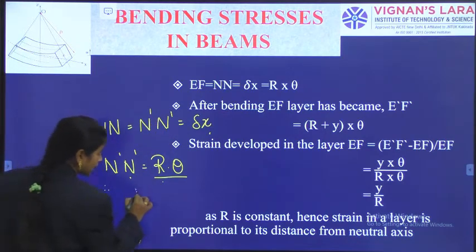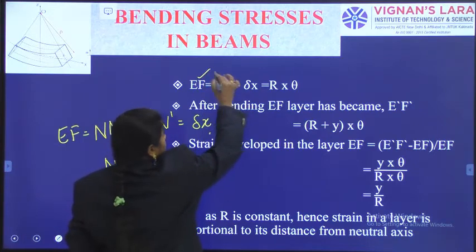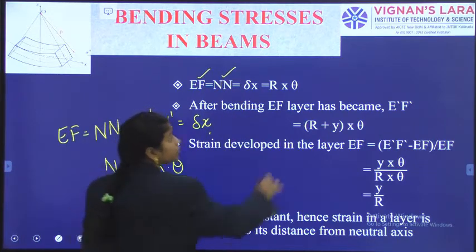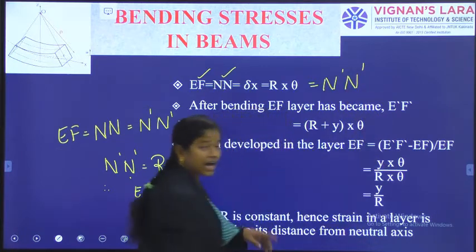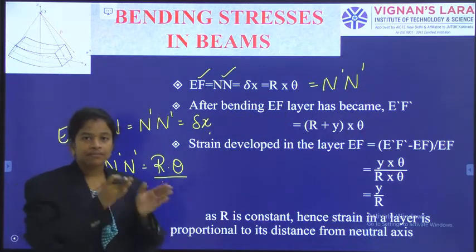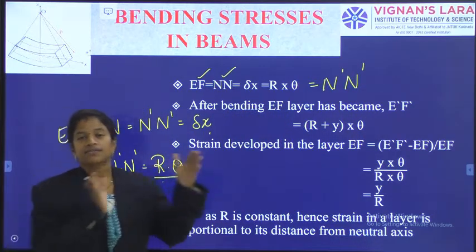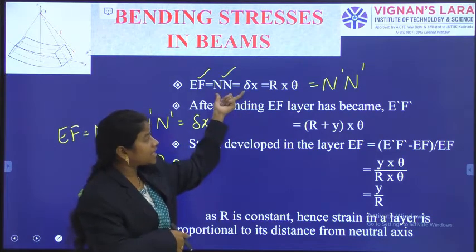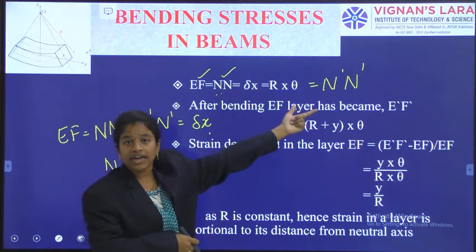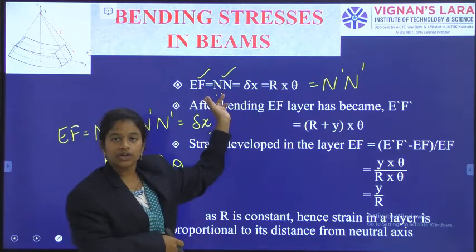Therefore, EF is equal to NN, which is equal to r theta, because N dash is equal to r theta from the second picture. From the first picture, it is delta x; from the second picture, it is r theta. But my point is that N dash is equal to NN. That's why EF is also equal to r theta.